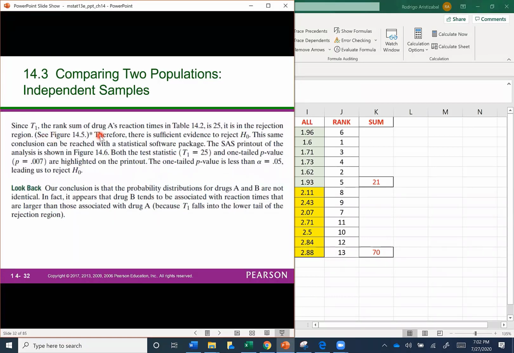Since T1, the rank sum of drug A reaction times, is in the rejection region, therefore there is sufficient evidence to reject the null or to support the alternative.